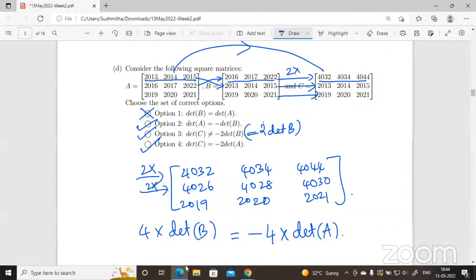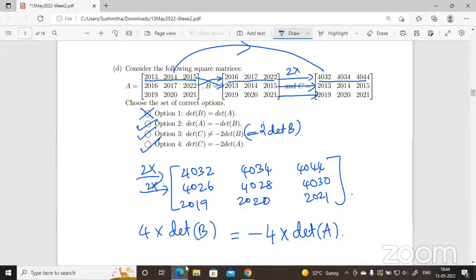From A to C, what is happening? Yeah, A to C, that's correct. But we have our multiple of 2 in C. So, 2 times determinant of C is equal to minus determinant of A, right?